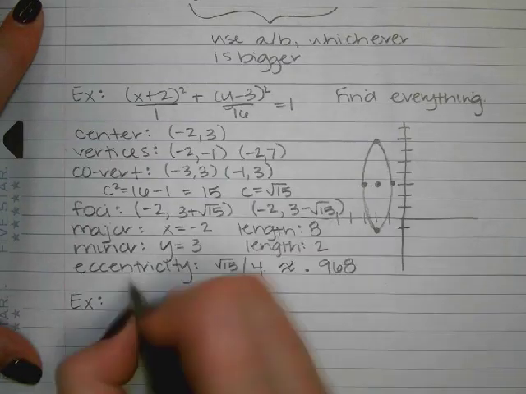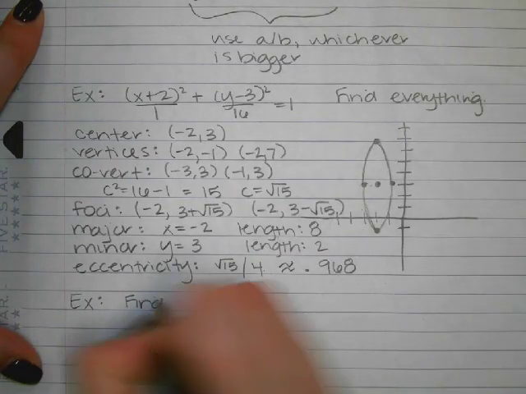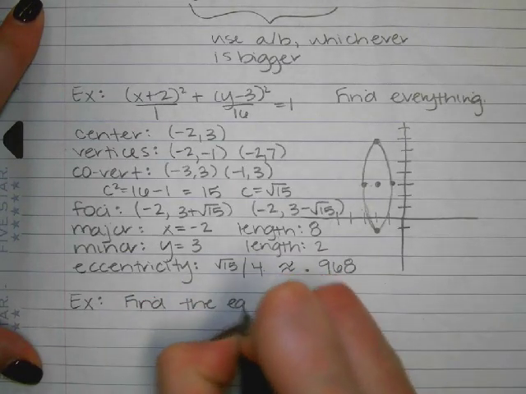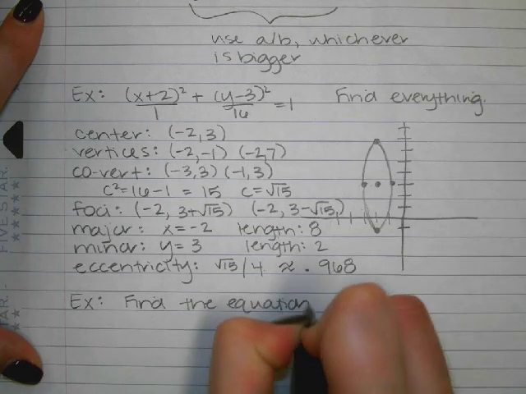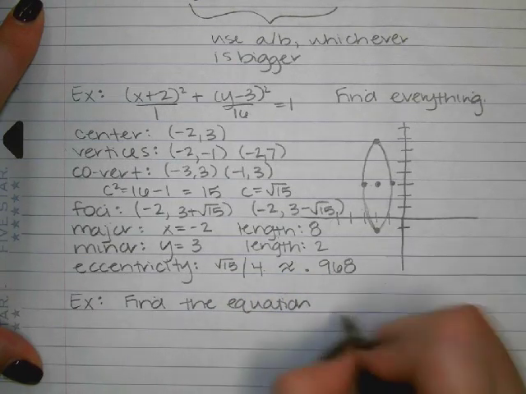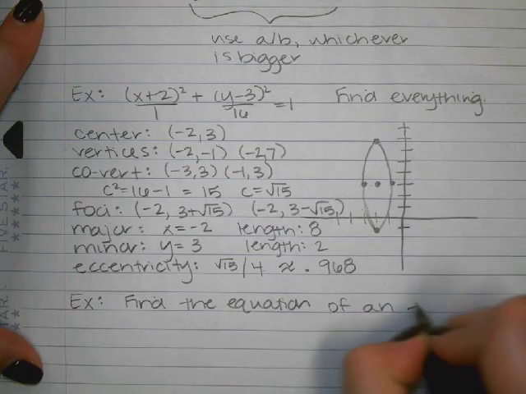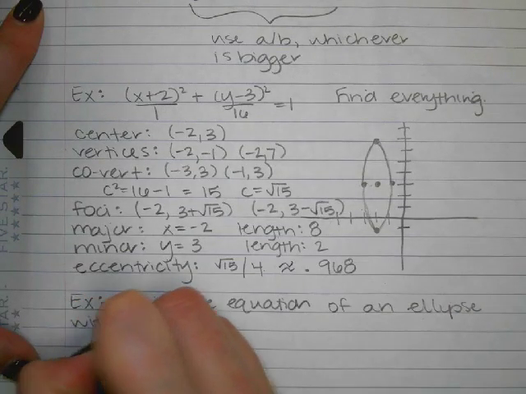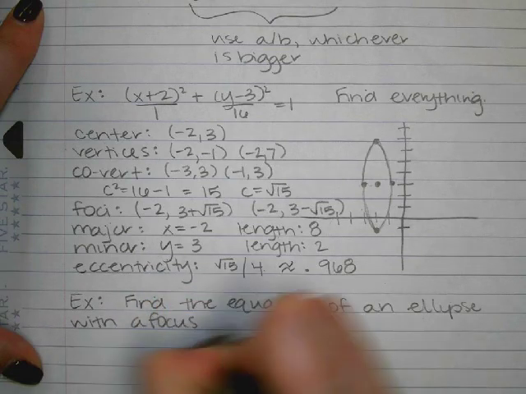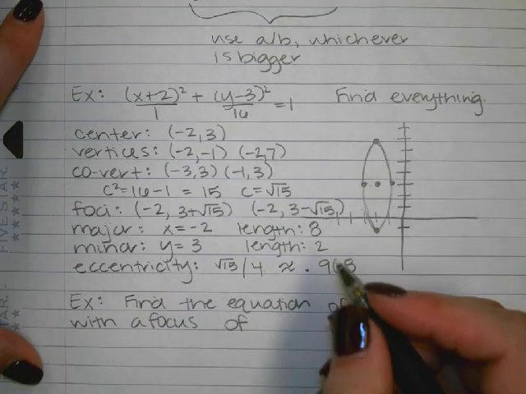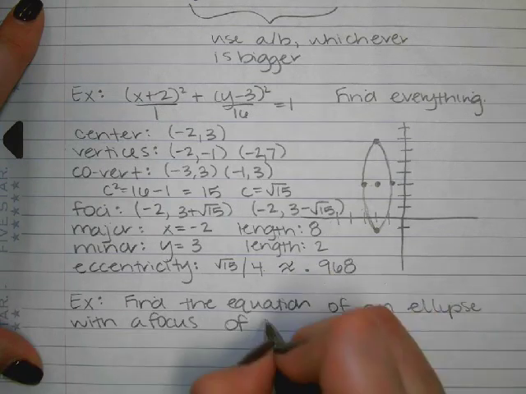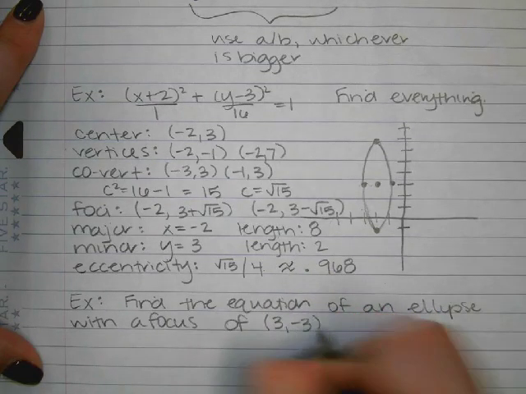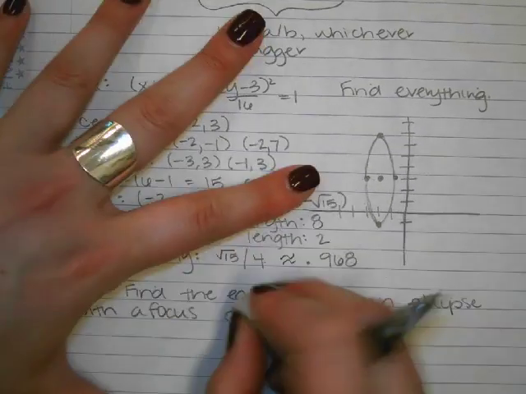We are going to find the equation of an ellipse with a focus of 3, -3, and I guess I should have said that.